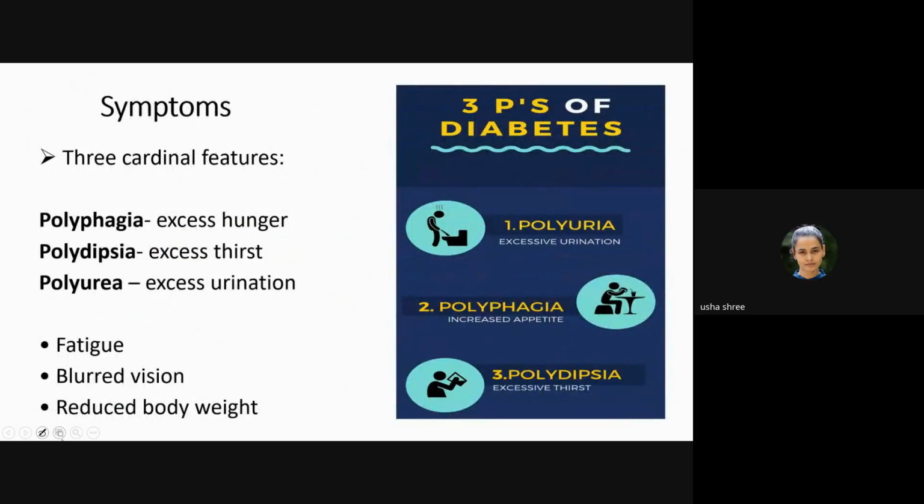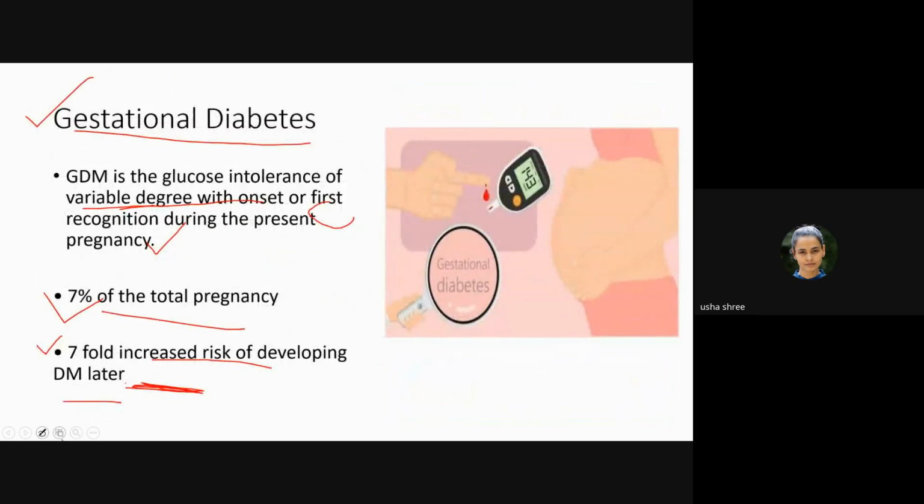What does 7% of total pregnancies mean? Is it sevenfold increased risk? No, no. The one above. Out of all the pregnancies, 7% of women get this gestational diabetes during pregnancy. It is during pregnancy.